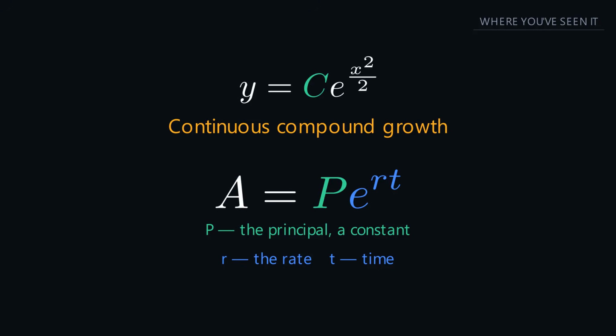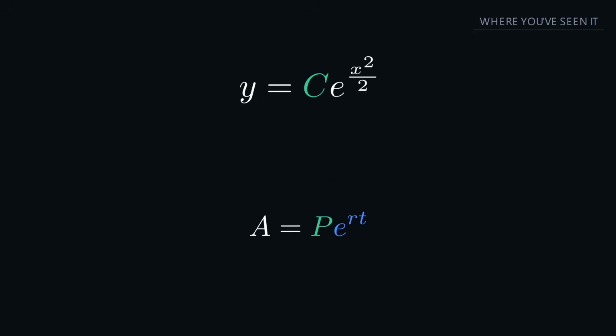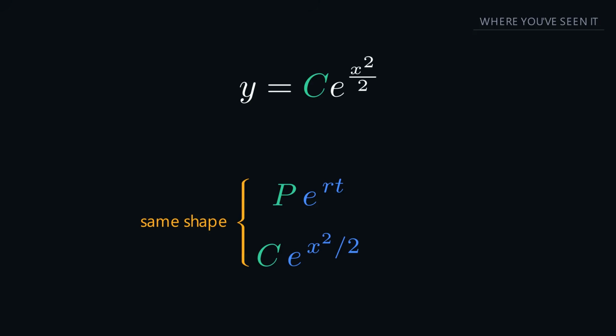Just lock that in your head. I believe you can notice the similarities, P e to the power of rt and C e to the power of x squared over 2. Notice the similarities, learn it, love it. Let's move on.